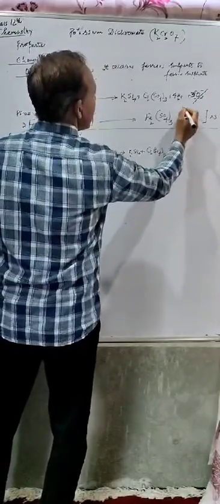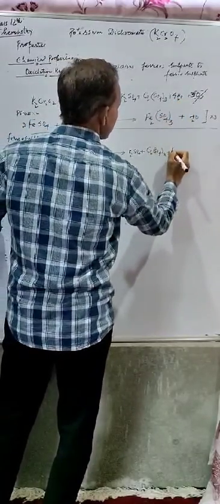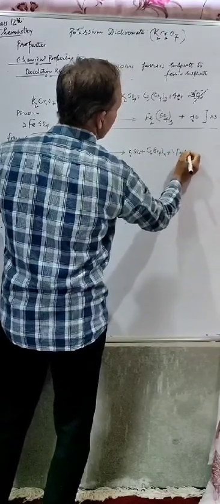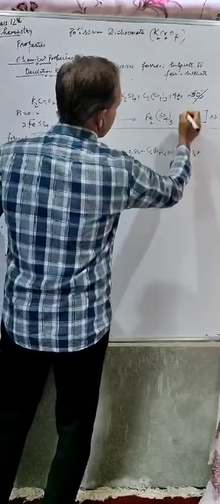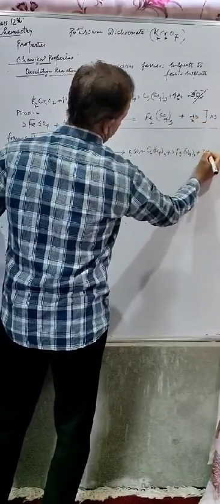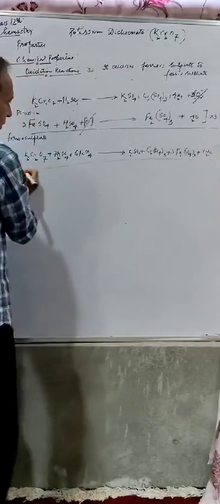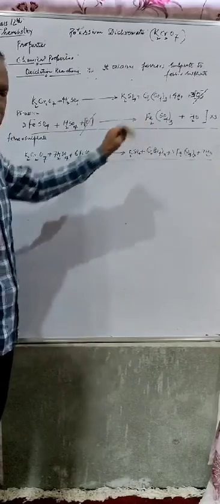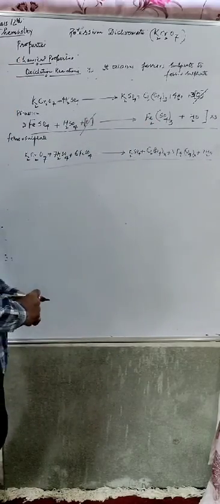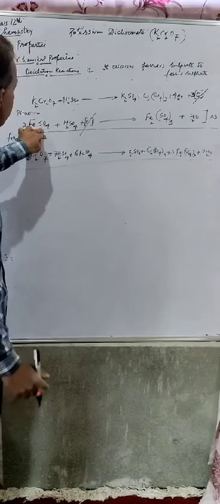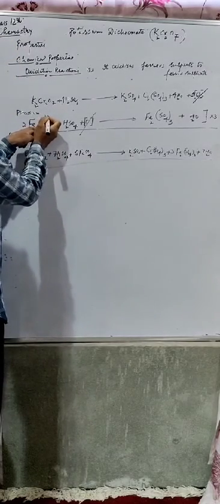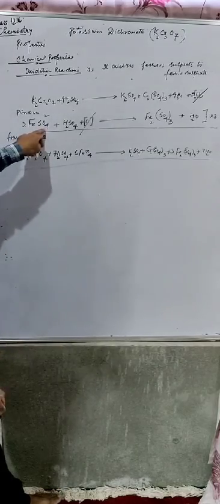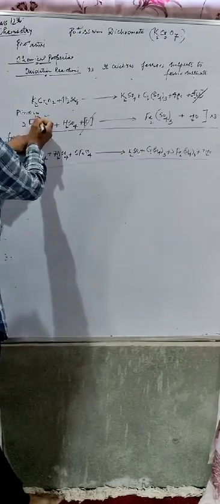plus Fe2(SO4)3 plus 4 and 3, 7 times water. Now the question is how it is ferrous and how it is ferric. This can be shown by taking their oxidation state. The sulfate exists in the form of 2 minus oxidation state, and in the ferrous sulfate, Fe in FeSO4 exists as Fe2 plus.